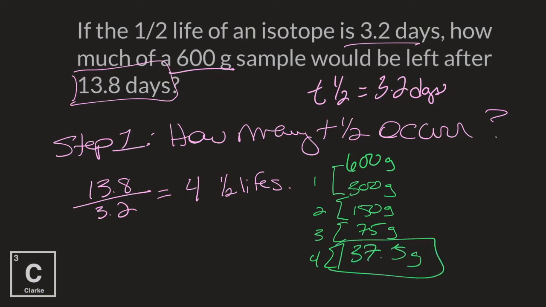So let's go back and look at this problem again. We were given the half-life. We were given how much sample we started with. And we were told how many days we're letting this decay. So we took our total days and divided it by our half-life to figure out how many half-lives occurred. Then we just start with our sample and we cut that in half for this many half-lives.